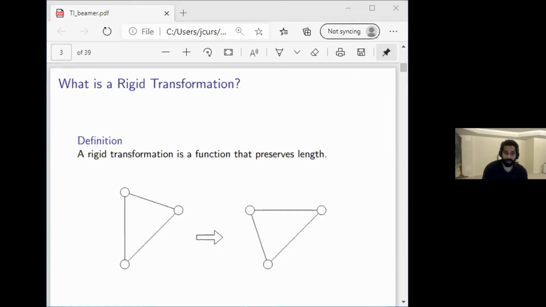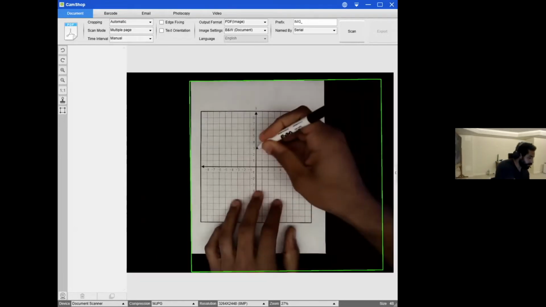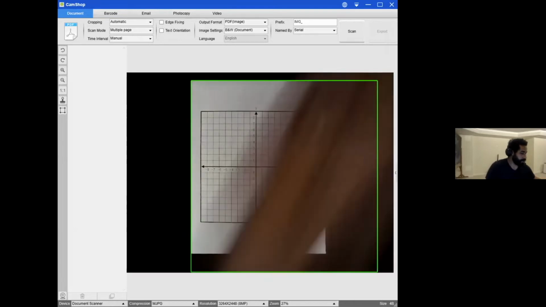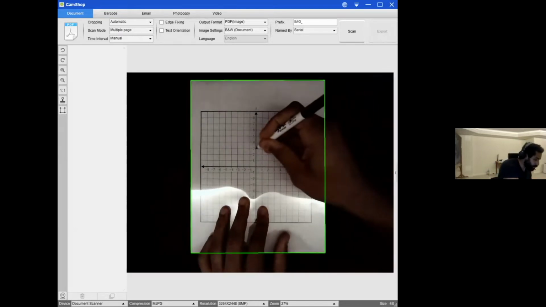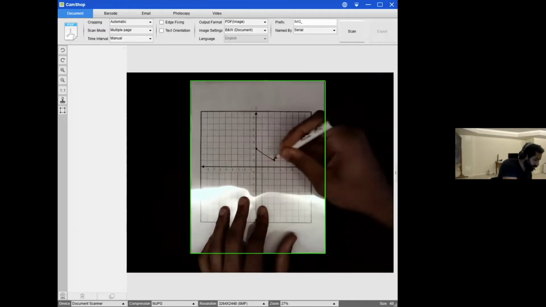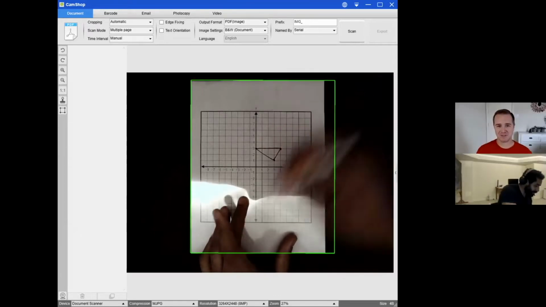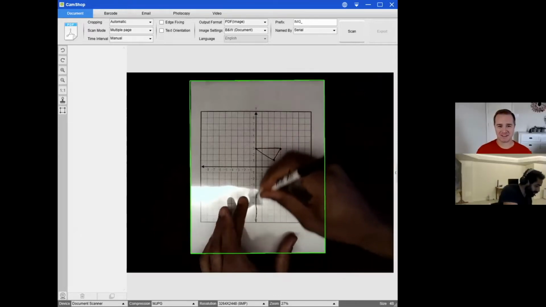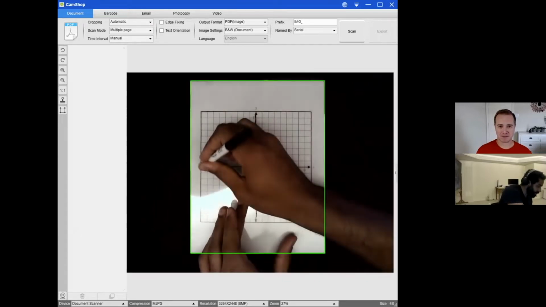Here I'm going to switch to an overhead I have. Suppose I just draw a triangle here. This will be our triangle. I think it looks pretty nice. It's a nice looking triangle. That's a great looking triangle. I'm going to sketch over the X and Y axis to help illustrate this for you.